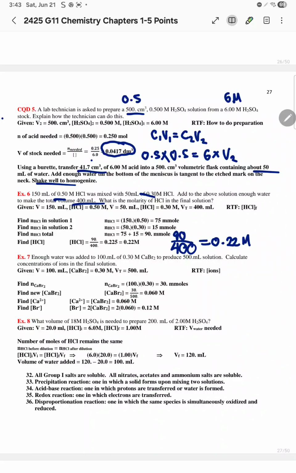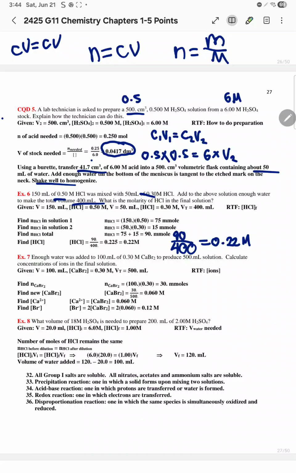So all we need to do is find total moles or find total volume and just keep dividing and adding. You only need to know the equations: n equals CV, n equals m over M, and C1V1 equals C2V2. Anything else? I don't think there was anything else.